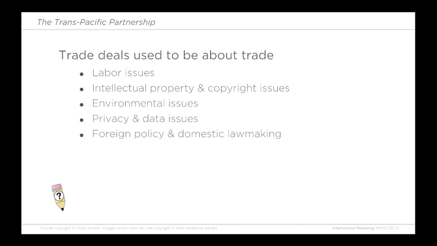For instance, if you're selling software to Europe, you need to make sure that you are not using servers located in the U.S. that could be subject to U.S. spying from the NSA. So this covers some of those issues. And then foreign policy and domestic lawmaking issues. This is way beyond just a run-of-the-mill trade agreement. It's effectively, the TPP is to trade what Obamacare is to health insurance, or Dodd-Frank is to financial regulation. It's just a gigantic document with huge and far-reaching impact.